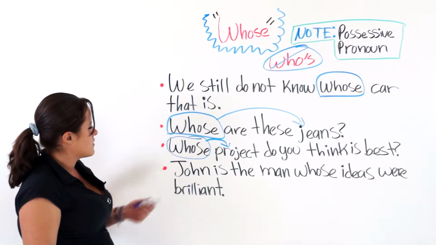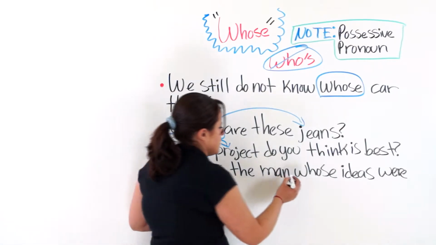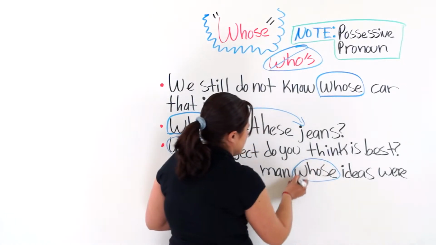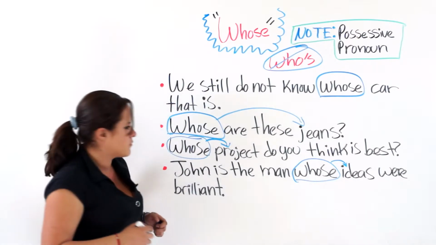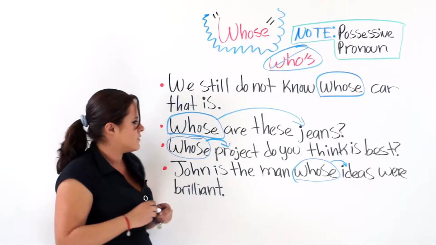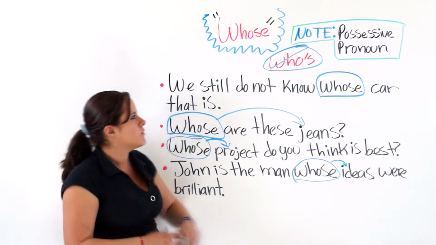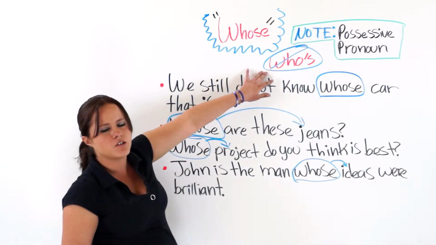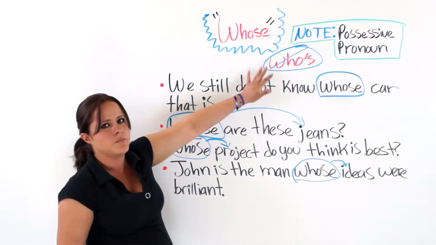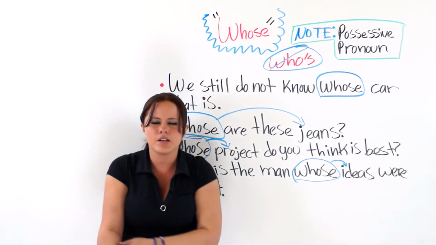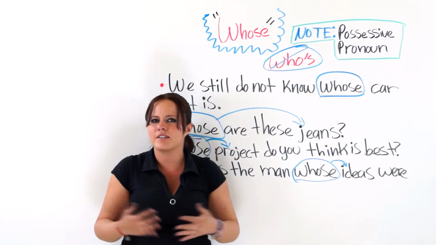The next one says, John is the man whose ideas, it is possessing ideas, were brilliant. All right, so this is the way you use whose. Remember not to confuse it with who's, because it is who is or who has. All right, so next I will give you some more practice examples and sentences so that you can practice along with me.